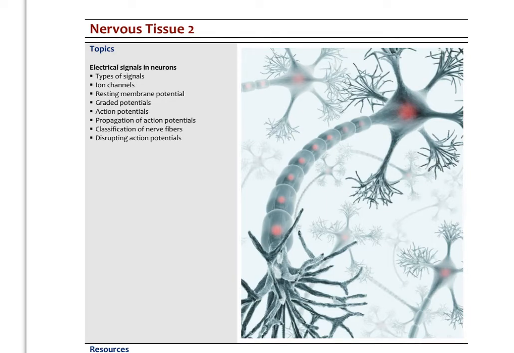potential, then talk about the actual graded action potentials, how they propagate, and then how nerves are classified based on their signal conduction. And then most importantly, I think from the pharmacologic angle, is what are some of the agents that are used to disrupt nerve activity via disrupting the action potentials.